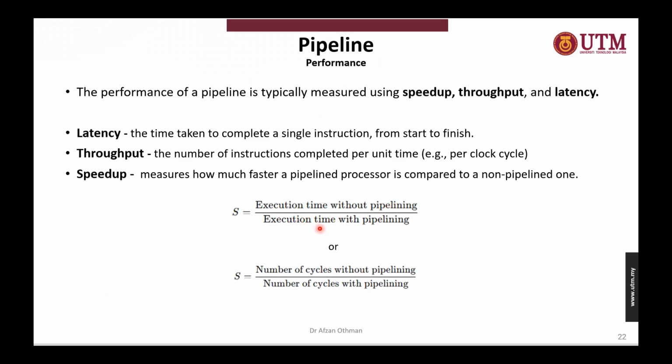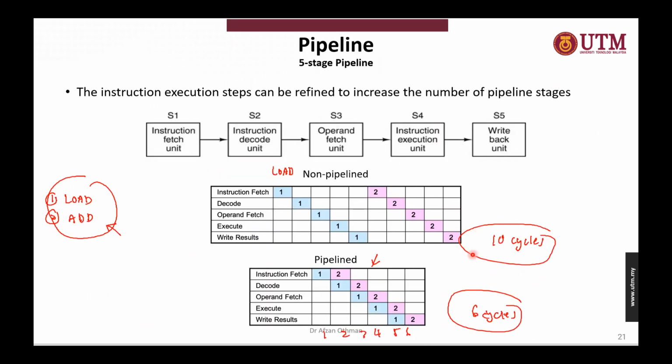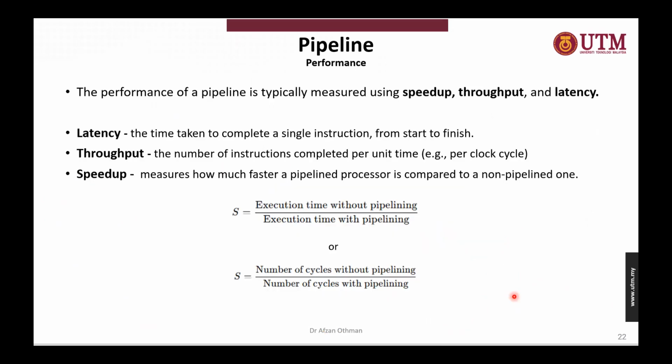Like we did earlier, 10 without pipeline, 6 with a pipeline. So 10 divided by 6, you will get that number, maybe around 1.8 something. Speed up is 1.8 something. Or it can be the number of cycles without a pipeline divided by the number of cycles with a pipeline. So this is actually a ratio, without a pipeline divided by with a pipeline.